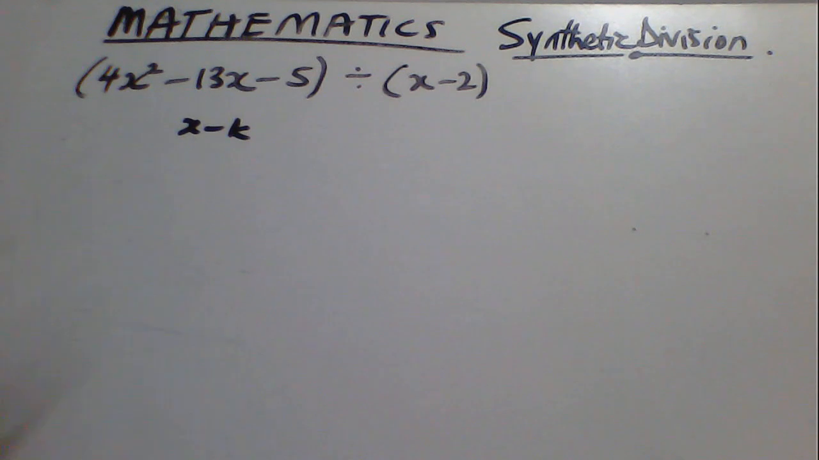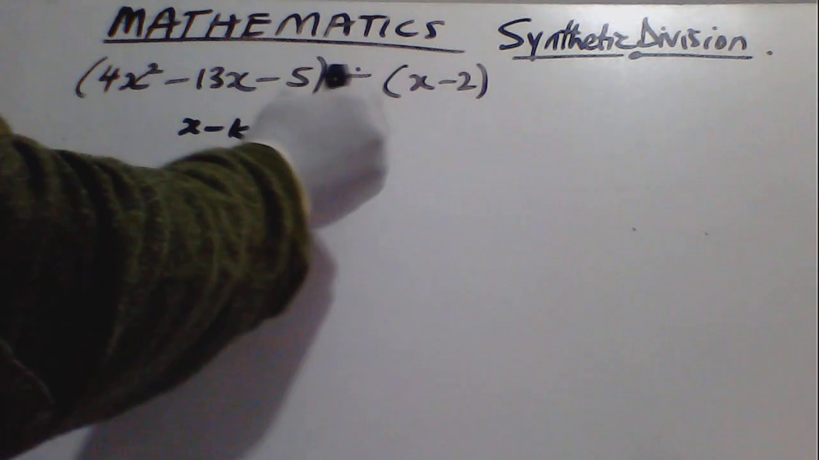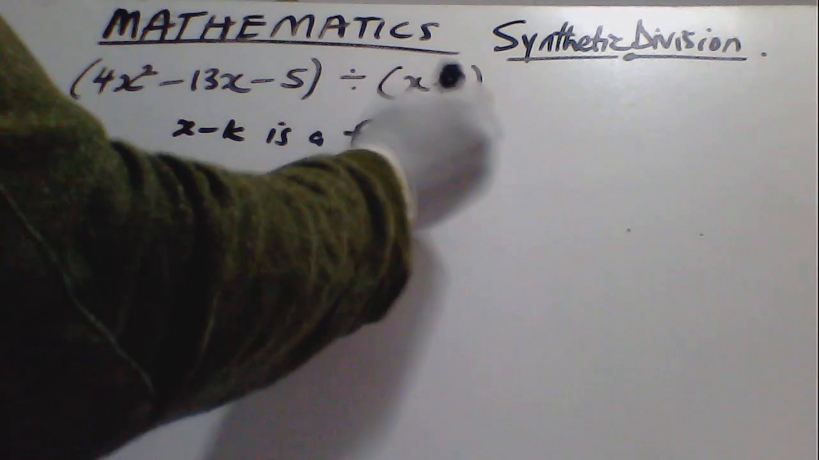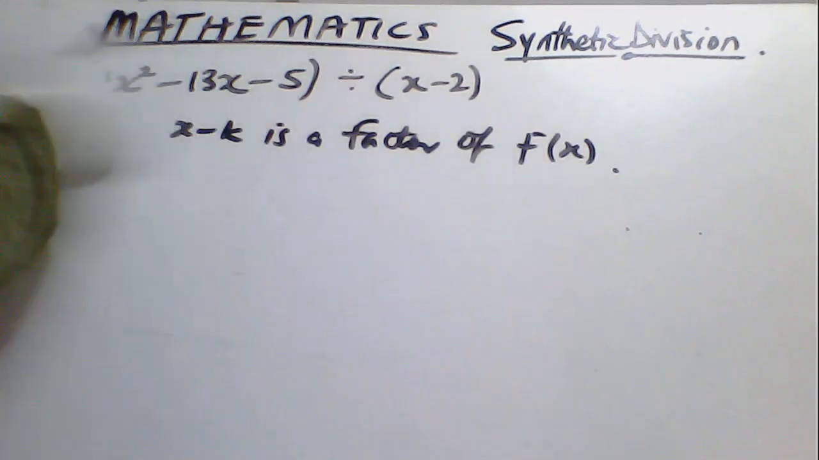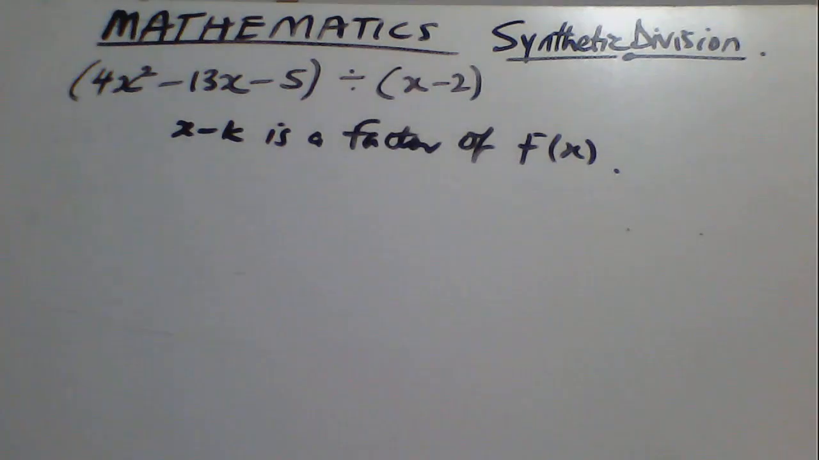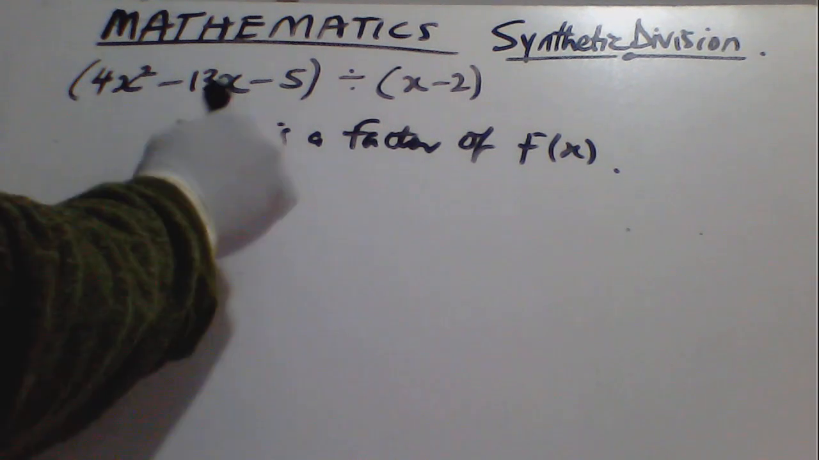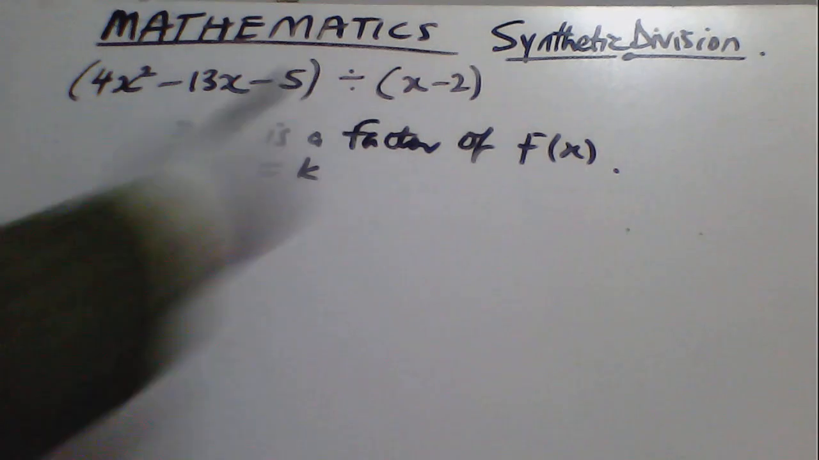is a factor of f of x. In this case, f of x is the polynomial 4x squared minus 13x minus 5. Then in that case, x is equal to k.